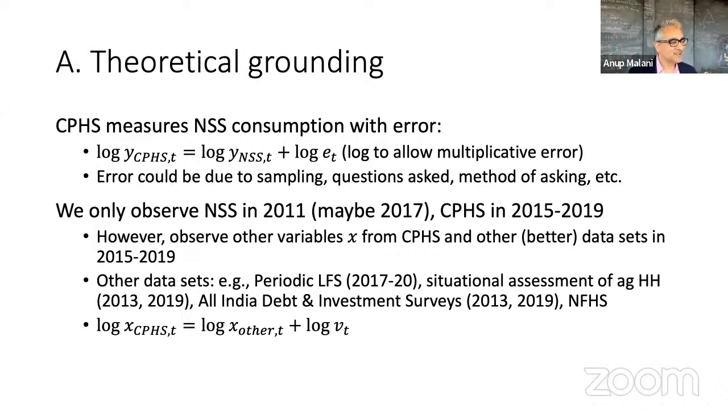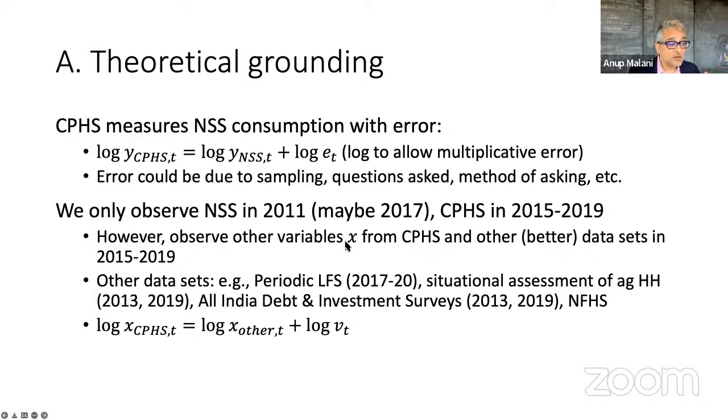Surveying is a hard art. But there are many different sources. Now, here's the challenge. We only observe NSS in 2011 and maybe 2017 if you use the leak data. But you observe CPHS in 2015 to 2019. And so the real core problem is I see 2011 for one database, and then I see 2015 to 2019 for the other database, okay?